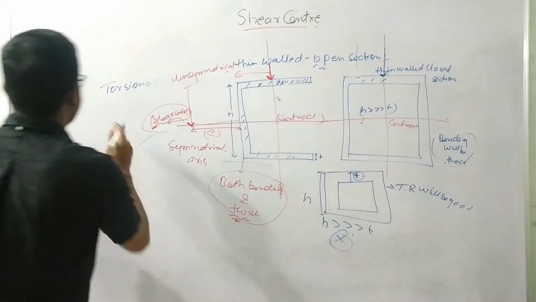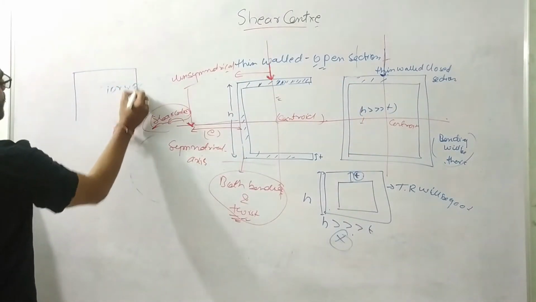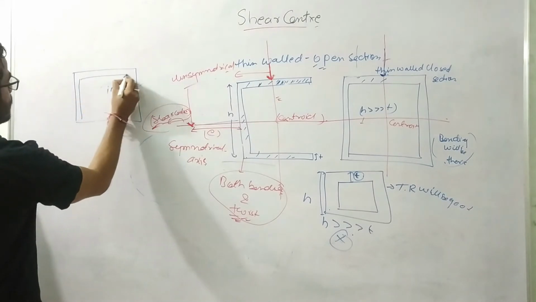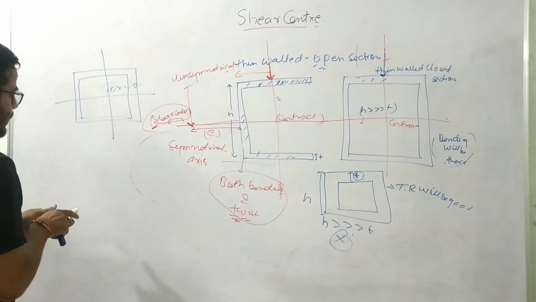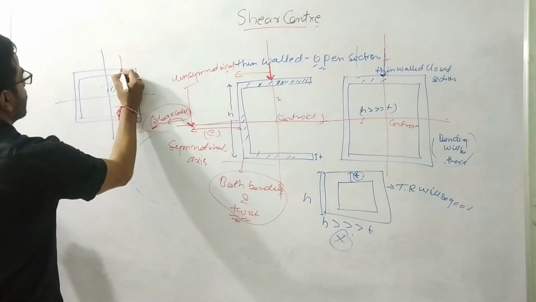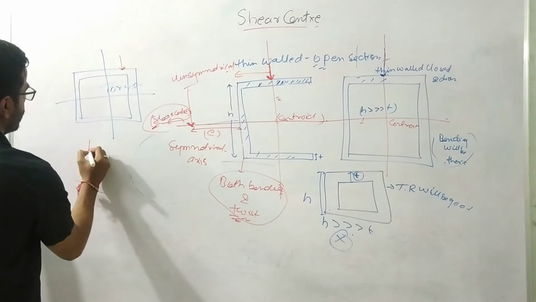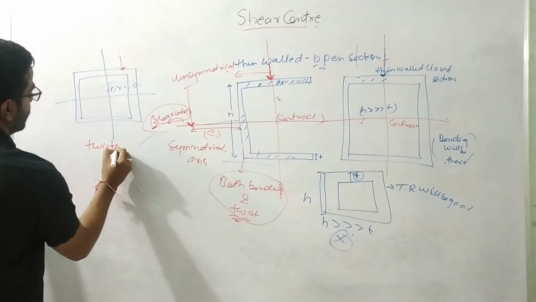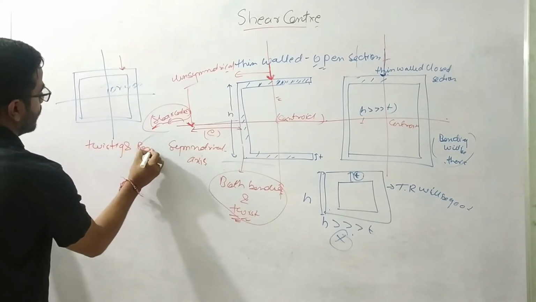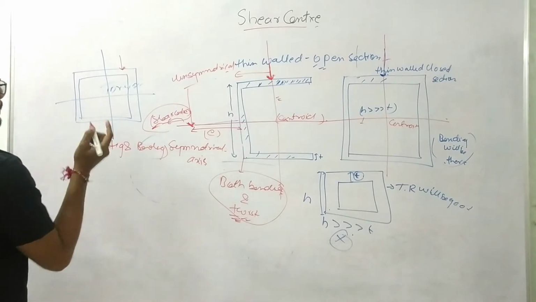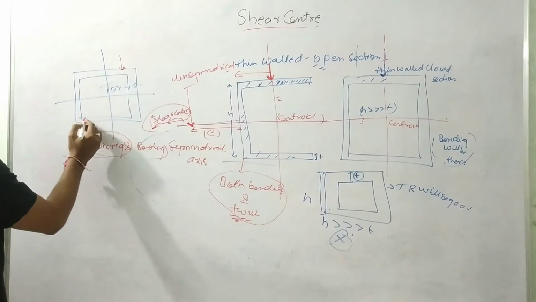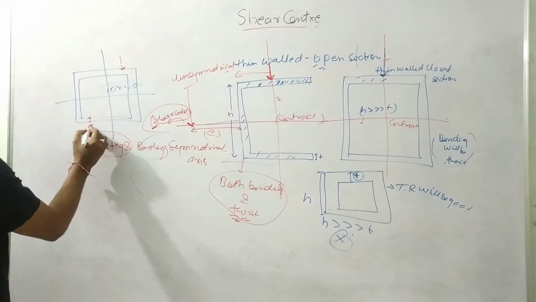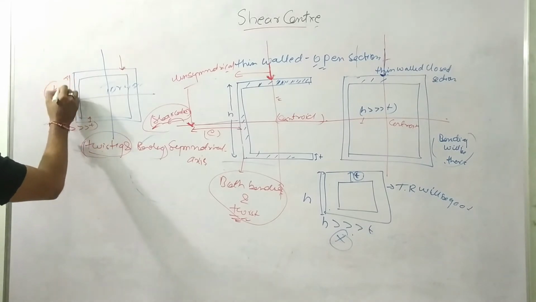Like suppose this is the cross section, and this is our centroidal axis. If I apply load at this point, then it will have both twisting and bending. So this member will fail in twisting, because the torsion resistance of this member is very, very less, because this thickness is very, very less. H is very much greater than T.